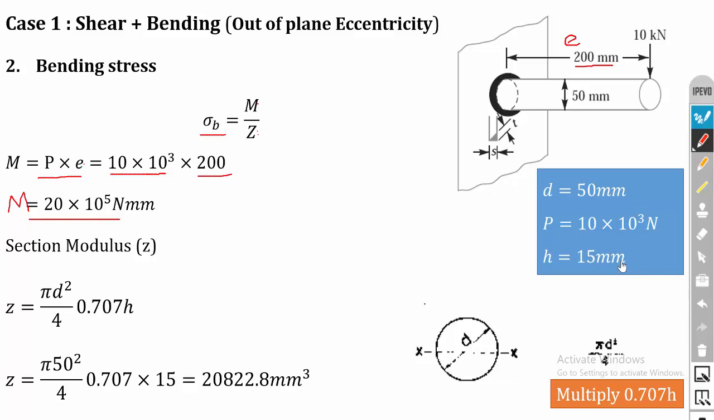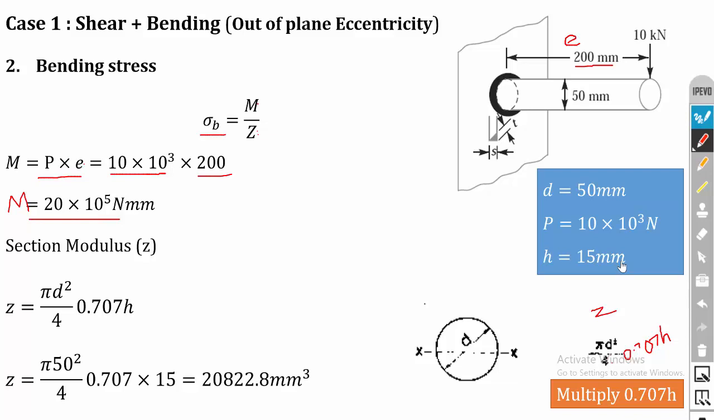Okay, so this is the weld region. You can see the circular outline. So the Z equation for this weld region is pi d square divided by 4. It is given in the data book and we have to multiply 0.707 H. That is very, very important. We have to multiply 0.707 into H.